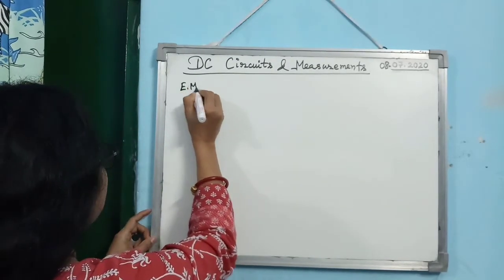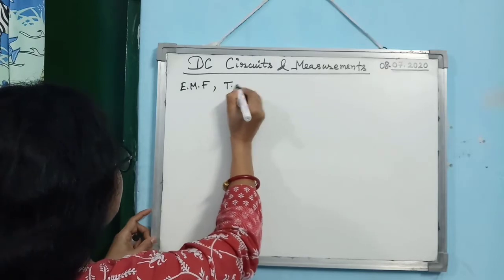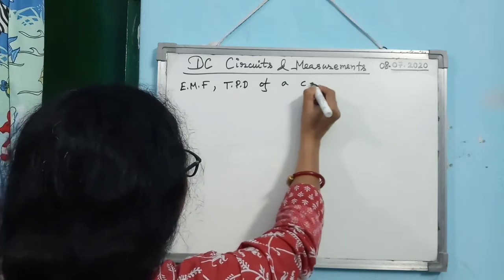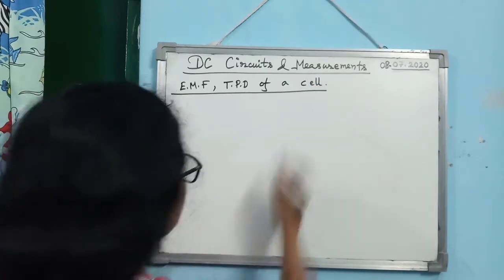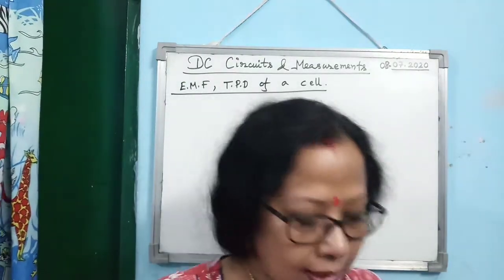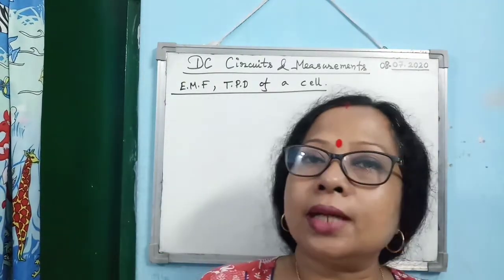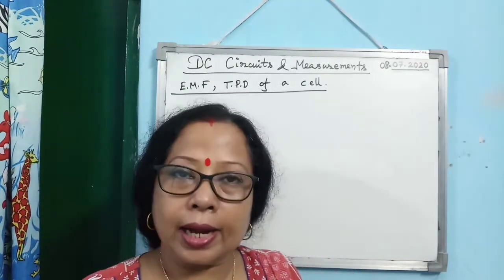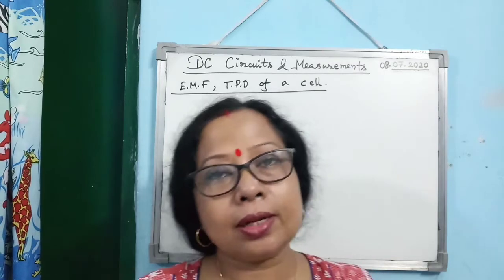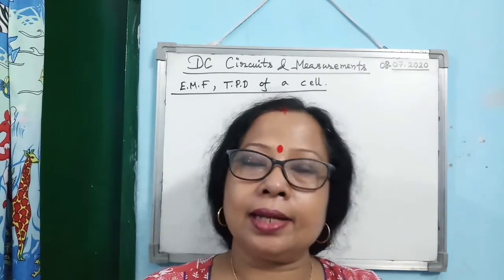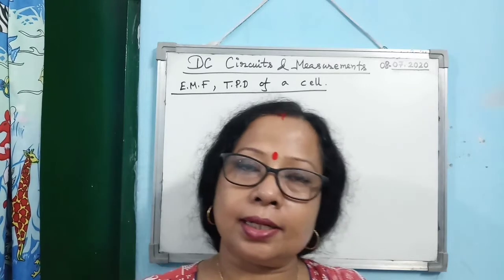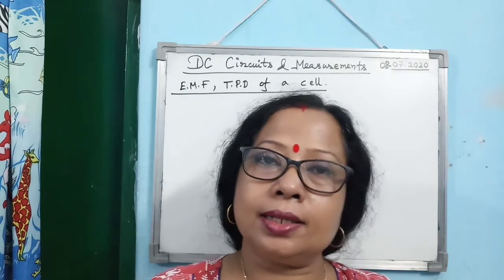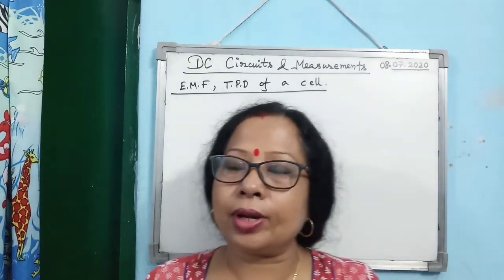That EMF. Then terminal PD, terminal potential difference of a cell. Alright, what is this concept? If you consider an electric cell, then what it does is it maintains constant potential difference between the two electrodes. As a result, when the electric circuit is complete, the electric cell can provide you current continuously. First point. Second point, in an electric cell, chemical energy is converted into electrical energy.